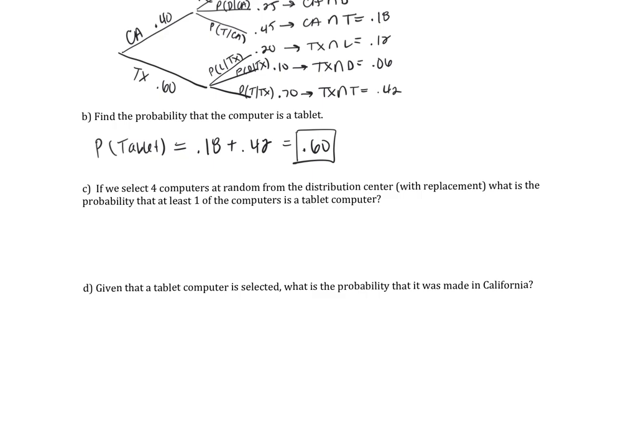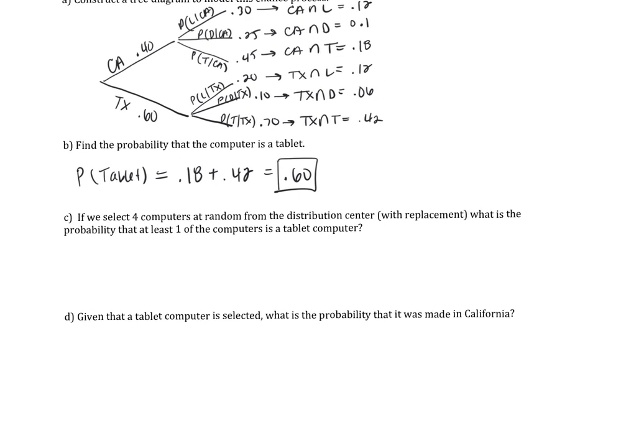If we select 4 computers at random from the distribution center with replacement, what is the probability that at least one of the computers is a tablet computer? So the probability at least one is a tablet is equal to 1 minus the probability that none are a tablet. So we could look at 1 minus 0.4 times 0.4 times 0.4 times 0.4.